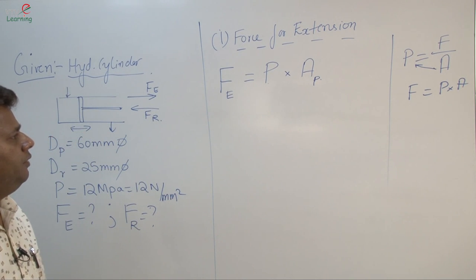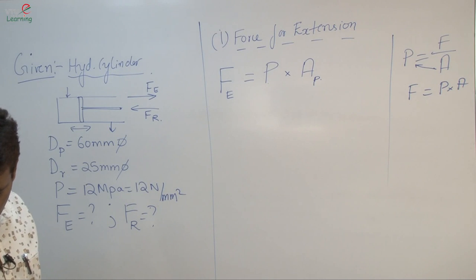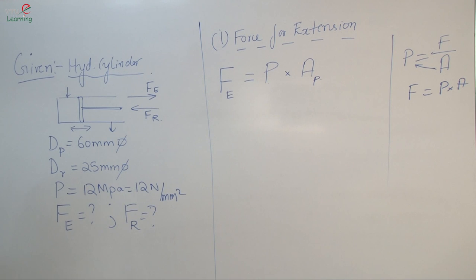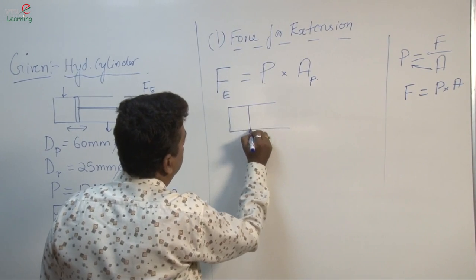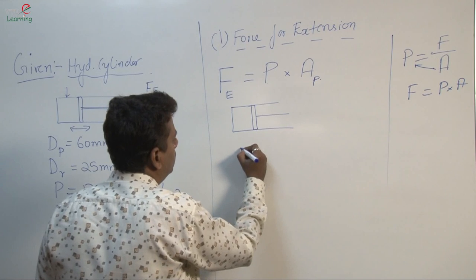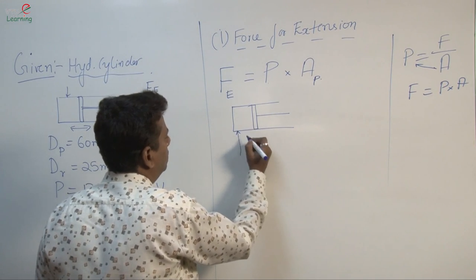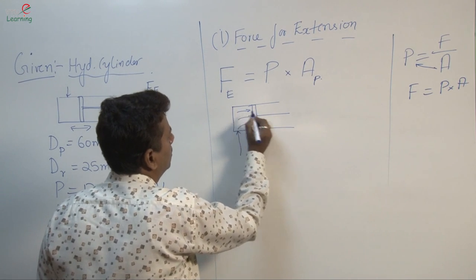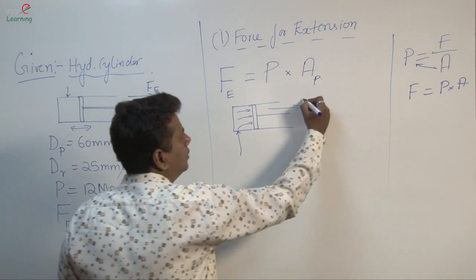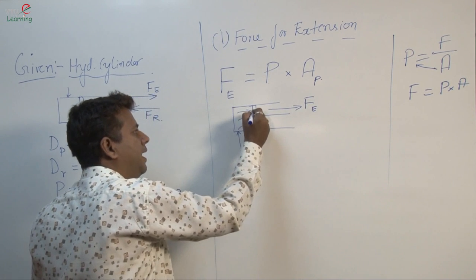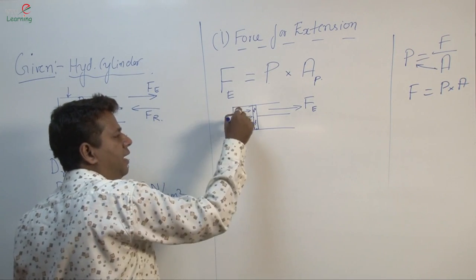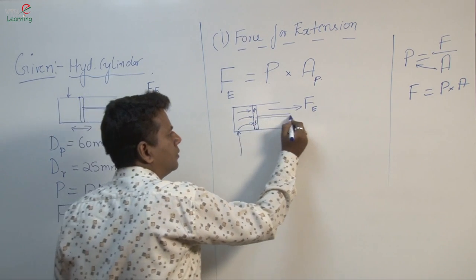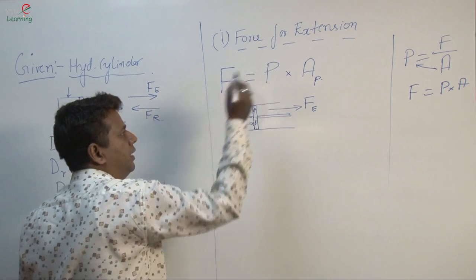So, what we need to do is look into the problem, right? There are two possibilities: one is extension and the other is retraction. In the extension, what happens? This is the piston, right? The fluid enters and pushes this, so this is the extension force. The entire area is considered, so the pressure is acting on the entire piston area, because the rod is on the other side. So you have to consider the entire area.